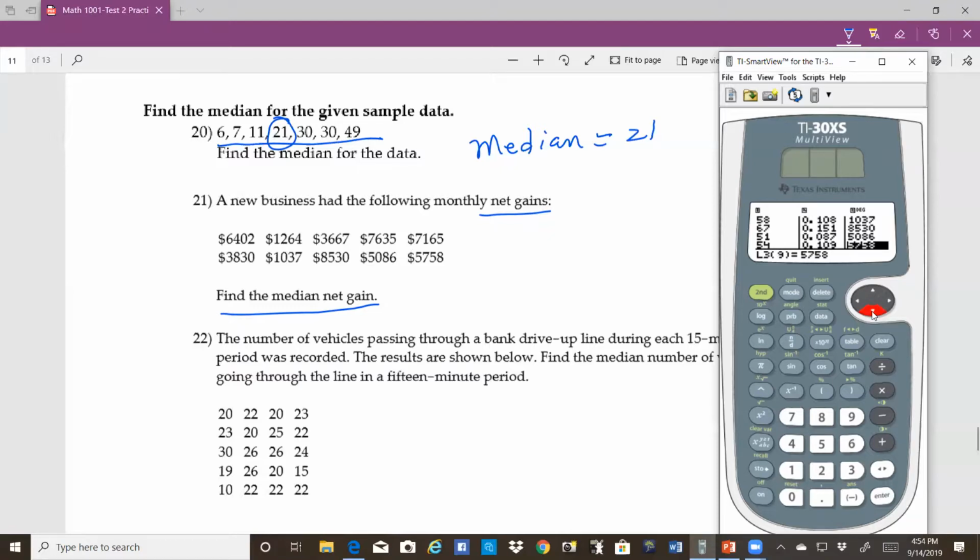3830, 1037, 8530, 5086, 5758. So see how easy it is. We're going to make a mistake. Notice we caught our mistake, and we're going to put 7635 in, which we had left out.